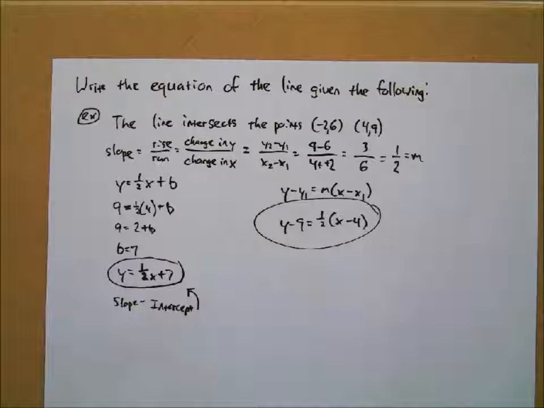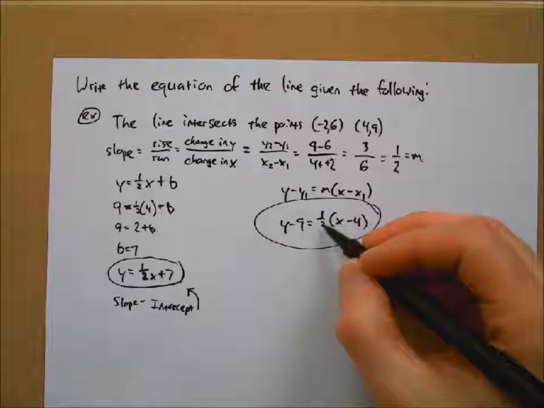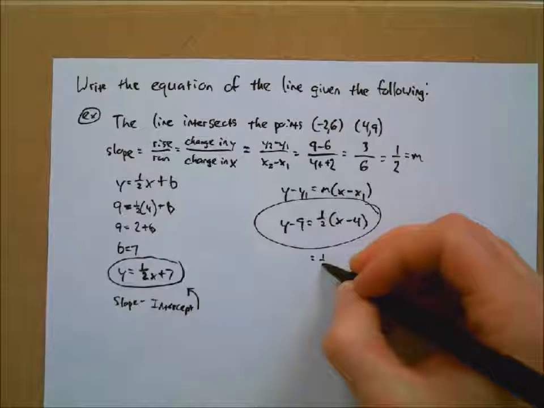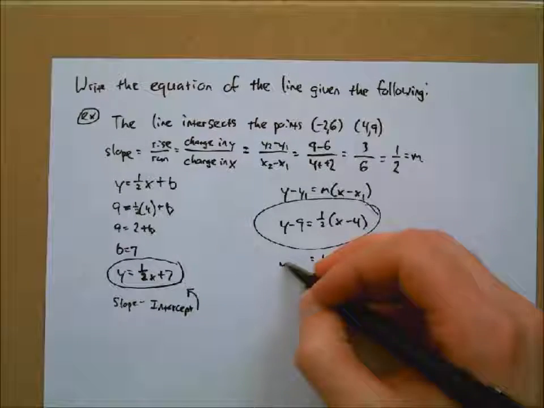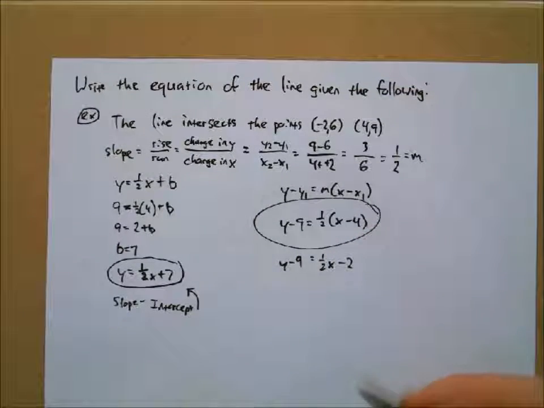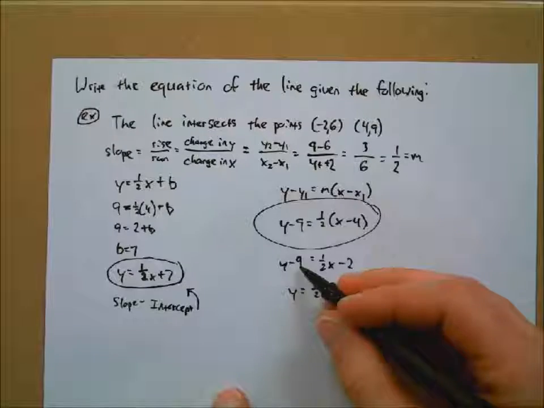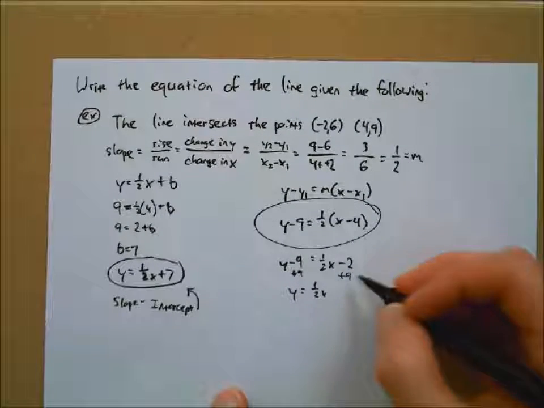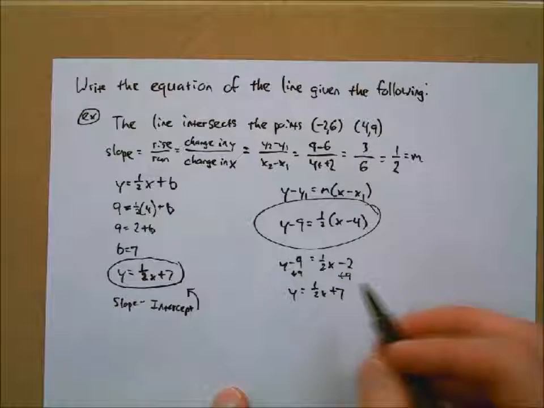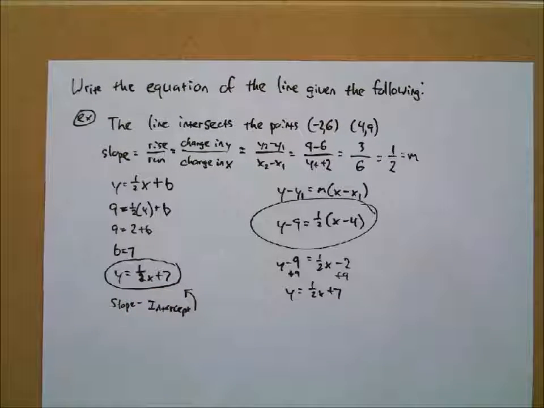If you don't believe me, you can simplify, right? Distribute the 1/2. We get 1/2 x minus 2. And there's the y minus 9. Add the 9 over. Negative 2 plus 9. I'll put a little plus 9 there. Negative 2 plus 9 is plus 7. Right? And there you can see it's the same thing. Okay? But you can save yourself a little bit of time by not having to find that y-intercept. So, questions on any of that?